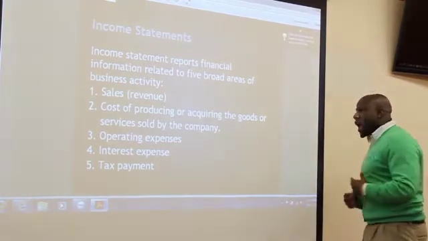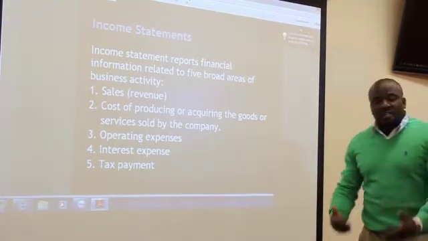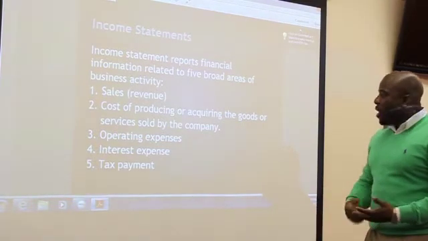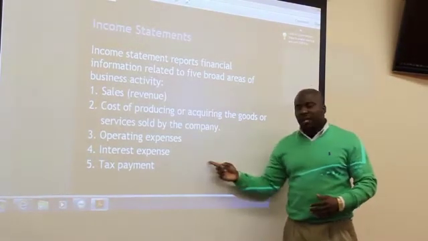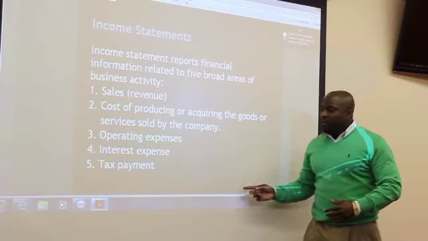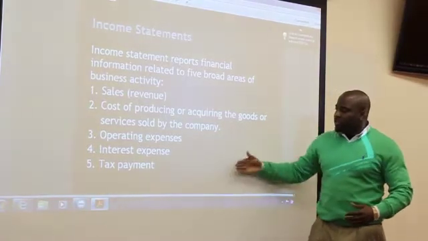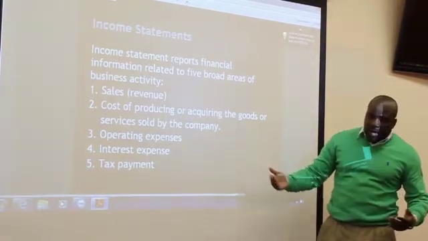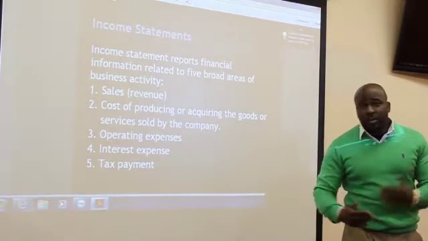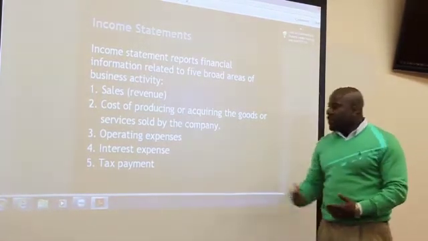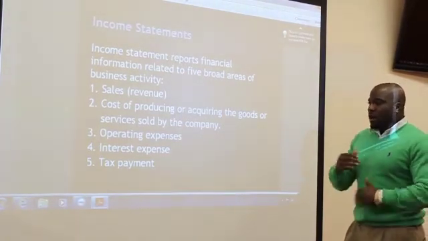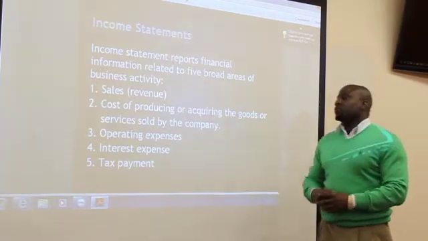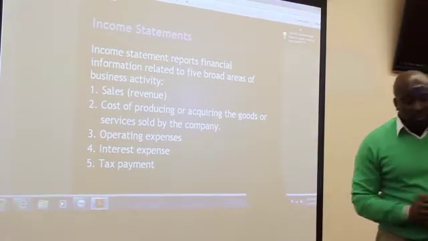Number 3, operating expenses. How much does it cost for you to do business? You know, marketing, payroll, a lot of different things go into operating expenses. All right, interest expense. If you take out a loan, and then you have an interest payment, that's what they mean by interest expense. And with tax payment, you have to pay your business taxes. You can do it quarterly, or semi-annually, or yearly. It all depends on what type of business you're in, and also the year of your business.